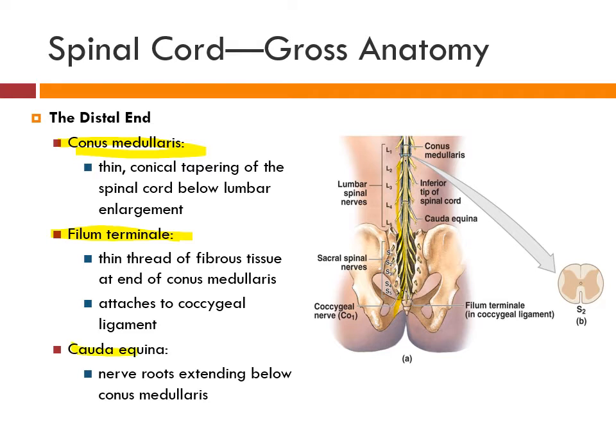Then we also have the cauda equina, which is all of the nerve roots that exit from the spinal cord above the conus medullaris. They come down in the cauda equina. Cauda is like a tail, so cauda equina means horse's tail. So it's this large group of spinal nerves that are bound together in the spinal canal below the conus medullaris. That is our cauda equina.